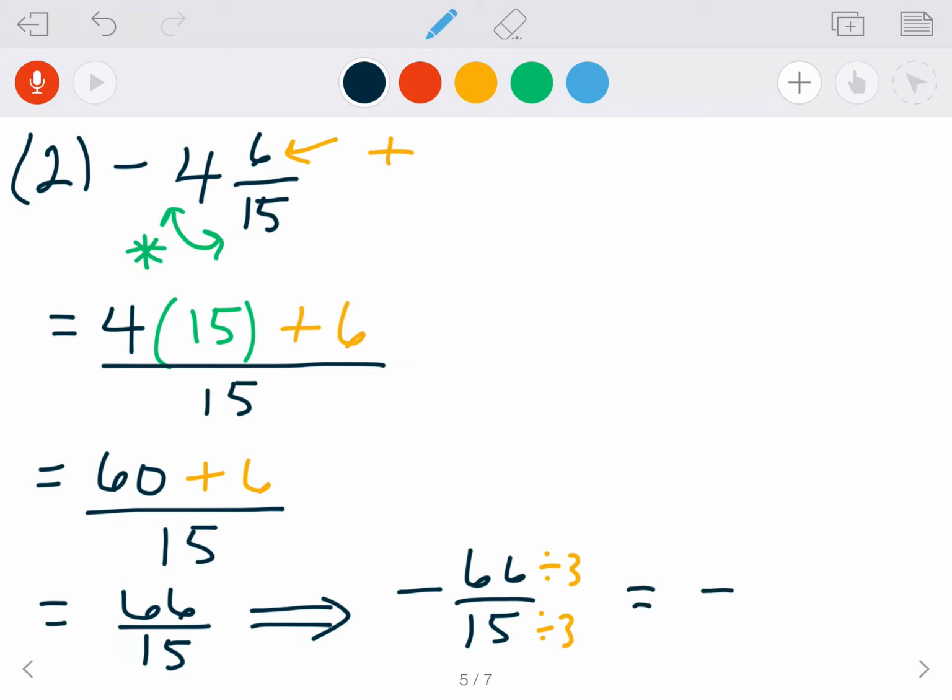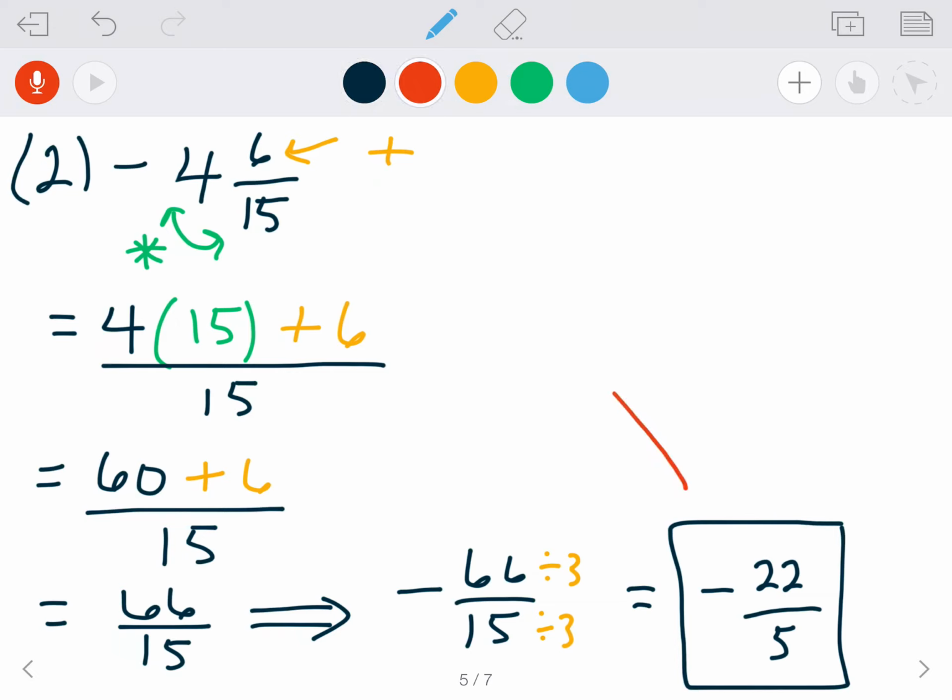We know that 66 divided by 3 is 22, and 15 divided by 3 is 5. So now 22 does not go into 5, 5 does not go into 22, and the only common factor they share is 1. So we are done. This has been fully reduced. So again, negative 22 over 5 is the same number as negative 4 and 6/15, just written a different way.